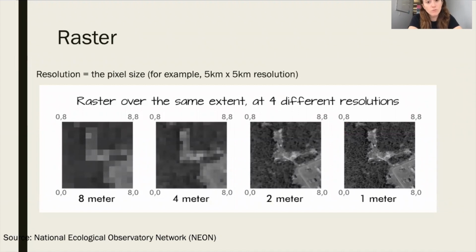So the resolution is really important when working with raster data. The resolution is essentially the pixel size. One example could be if you have 5 kilometer by 5 kilometer pixels, and the higher the resolution, the clearer the image is basically, and the more pixels you have. So for example, on the right here, you have 1 meter resolution. That's really high resolution. You can see the picture is very clear. Whereas on the left, you have 8 meter resolution, which is much more pixelated.